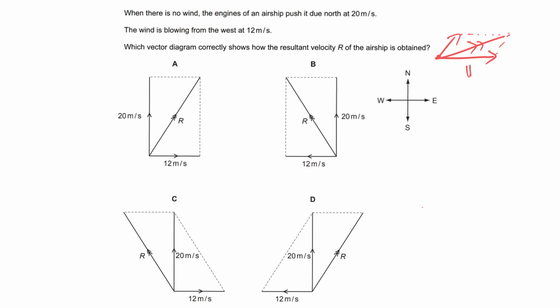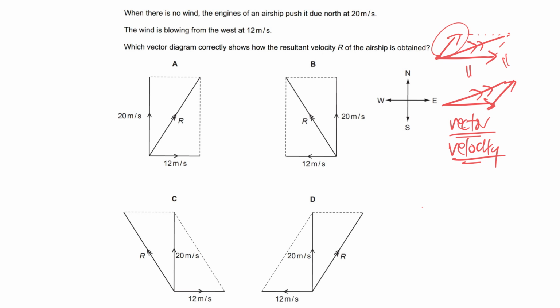Likewise, we also learned the tip to tail method. If I were to draw this force first, then the other force here, I will join it to the tip of the first arrow, and therefore the resultant will be here. So both are the same. Now, vector diagrams are not solely for forces. As long as the physical quantity is a vector, you can use a vector diagram. So I'm going to show you three examples that involve velocity.